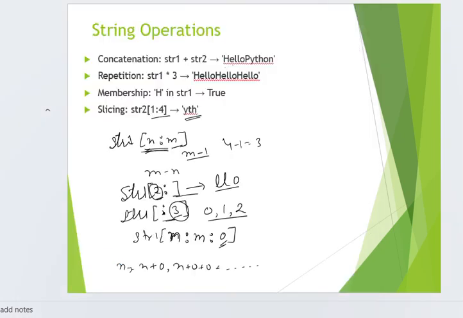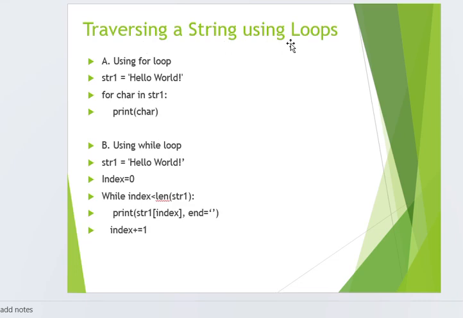Now next one is traversing a string using loops. What exactly is traversing? We can access each character of a string, or traverse means we are traveling through all the elements of a string, using a for loop as well as using a while loop.